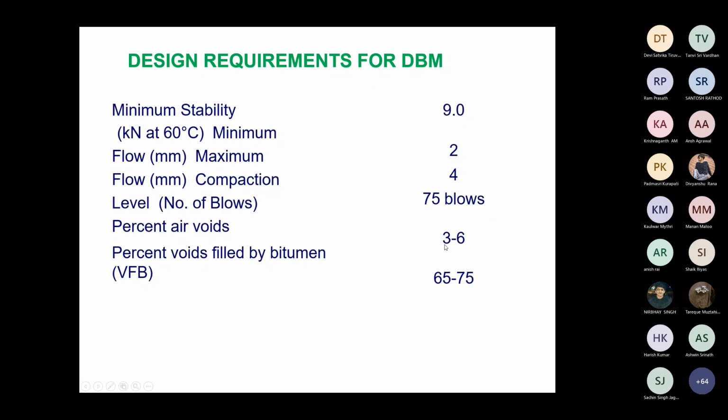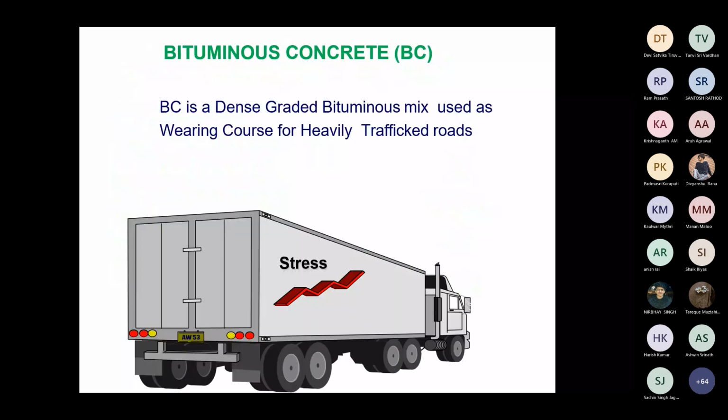Percent air voids is 3 to 6, and the percent voids filled by bitumen is 65 to 75. So whenever you're doing this, it's done. At the optimum moisture content, you have to cast the sample with that. You will be doing this as part of the laboratory Marshall stability test. So in this, make sure that these properties are also met, okay, to find the optimum binder content.